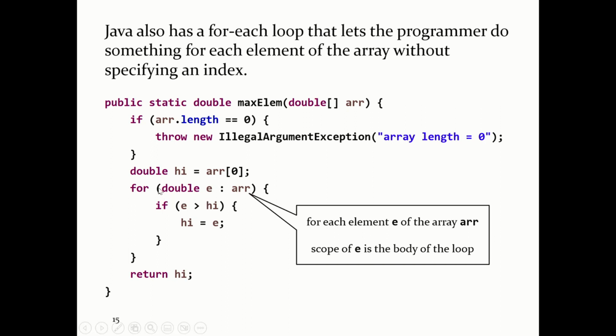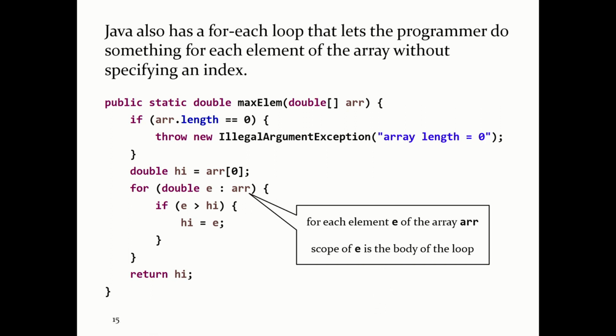And so the way to read this is, inside the round brackets, I'm going to make a variable called e. Its type is double, because my array element type is double. So e is going to be my loop variable, in other words, it's usable inside the body of the loop. What's the value of e? Well, this colon arr means for each value e in the array arr.